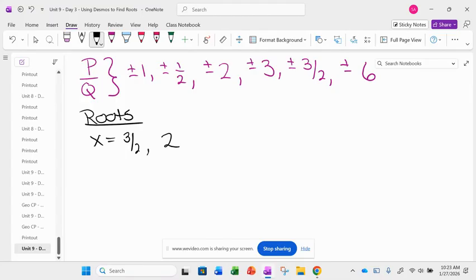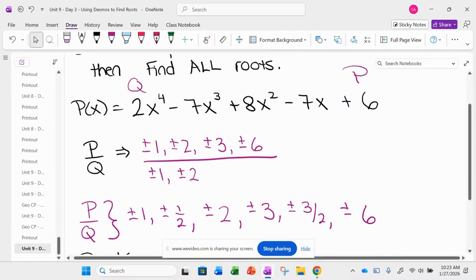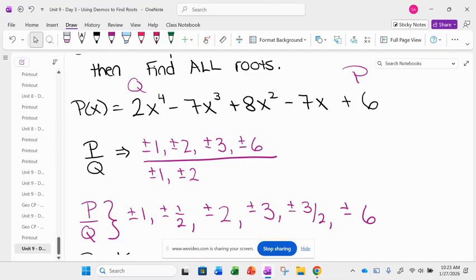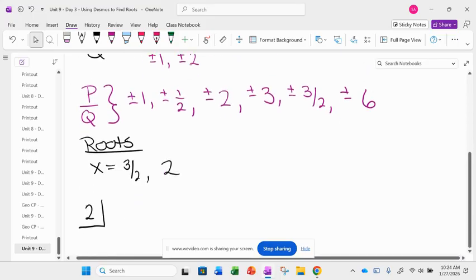All right, so now I'm going to use this synthetic substitution. I'm going to start with 2, so I don't have to do a fraction right away. And I'm going back to my polynomial, and I'm just making sure that this function has everything I need. Is it in descending order? Yes. Is every exponent accounted for? 4, 3, 2, 1, 0 constant? Yes. So this is in a good format.